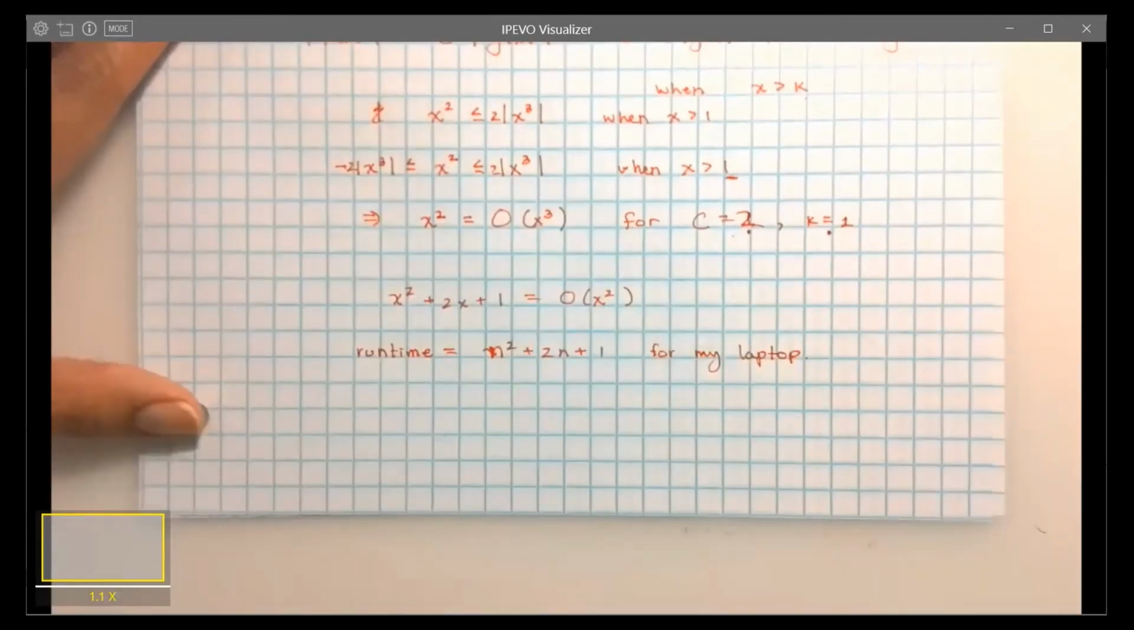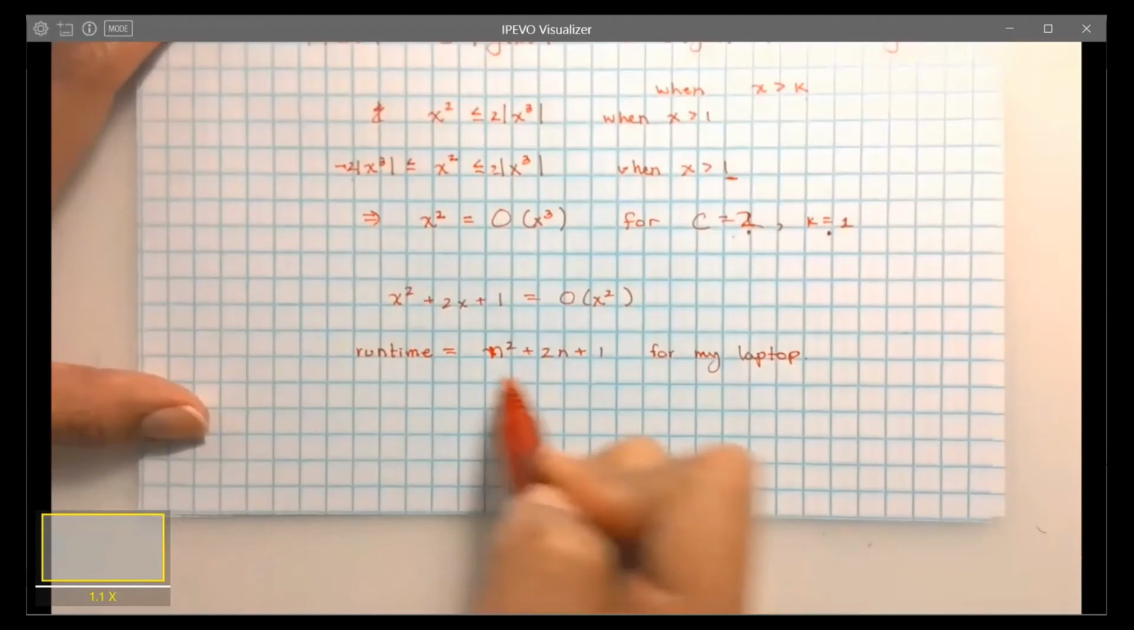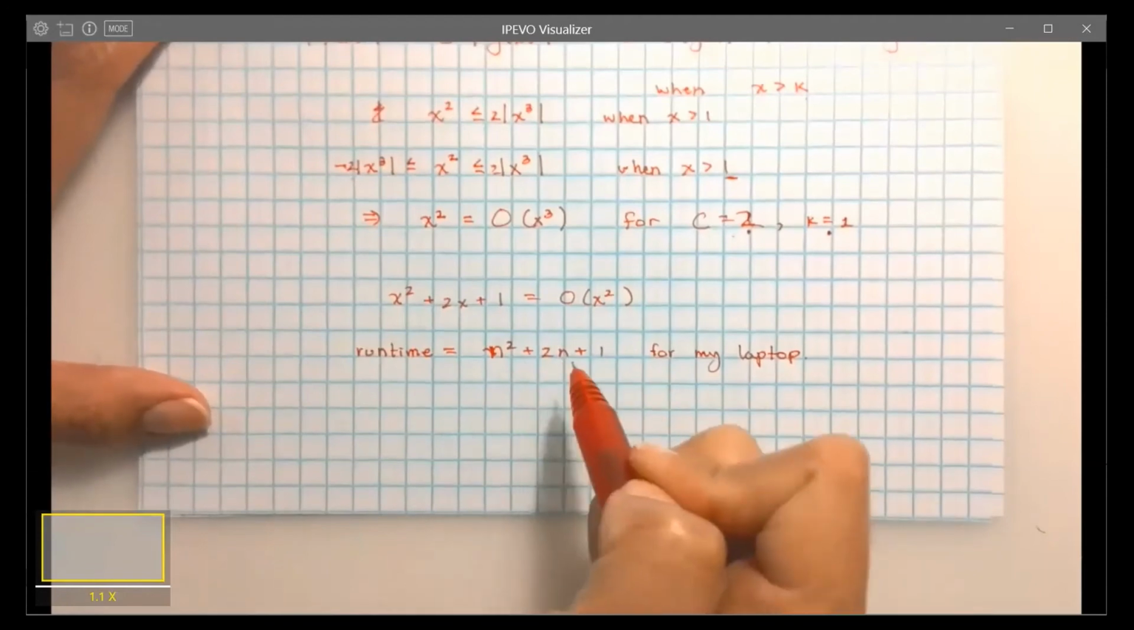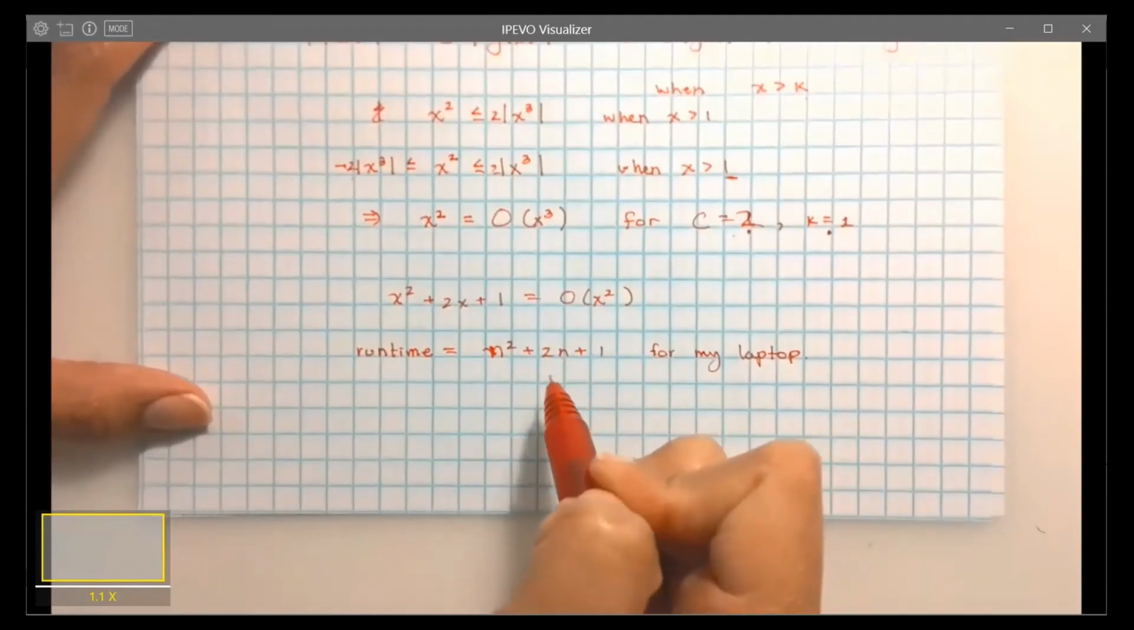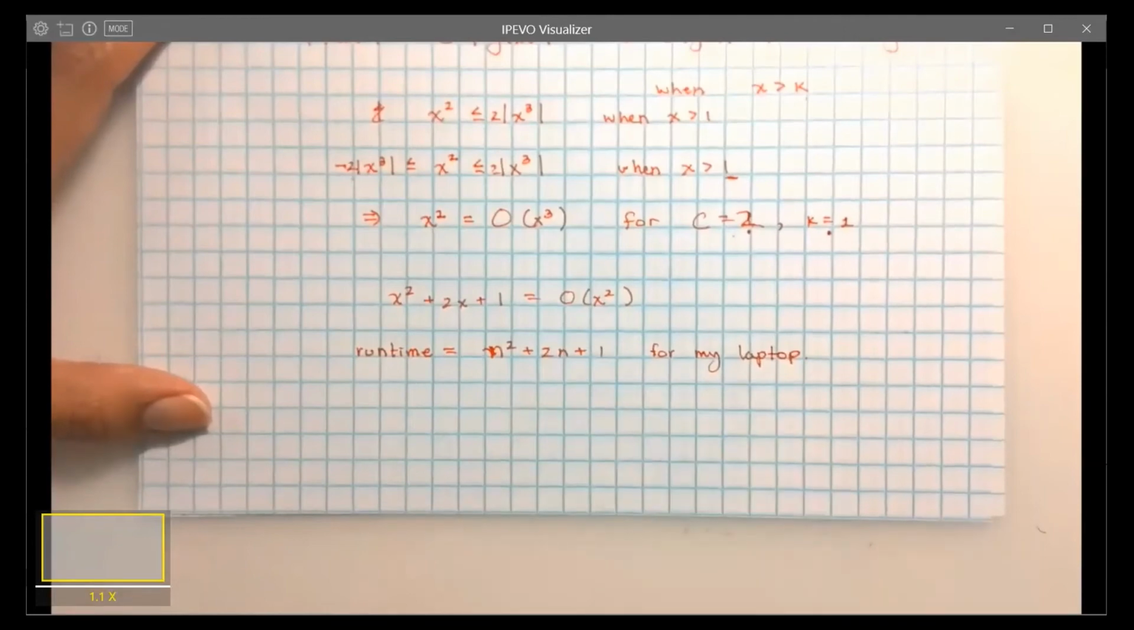Even though it's significant to me and my laptop, what exactly how long it's going to take, it's not very significant to anyone else because someone else might get something different. They might not get n squared plus 2n plus 1. Maybe they get n squared plus 4n plus 3 or something. So being this precise is not important. Rather, what we would like to think about is approximately how is it going to behave? What is the worst case scenario of my runtime?